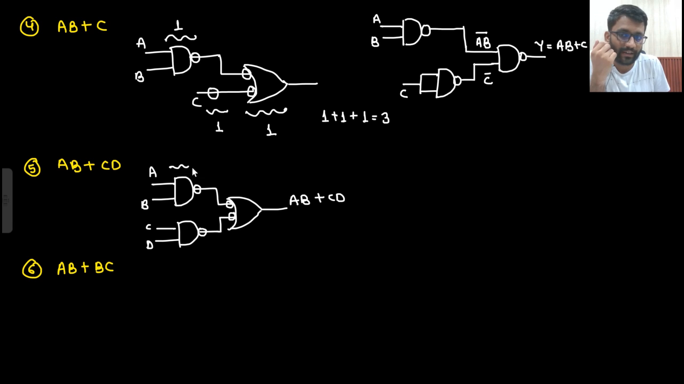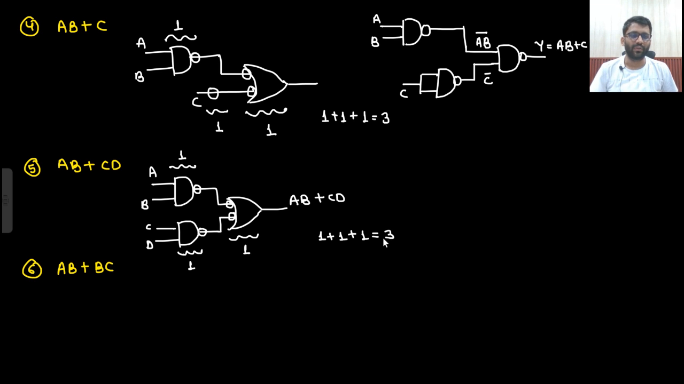So this is one NAND gate. This is another NAND gate, and this is another NAND gate. So 3 NAND gates are there. So AB plus CD also I implemented using 3 gates. Try doing the next one on your own. AB plus BC. How many gates will be required? Pause the video and write down your answer.